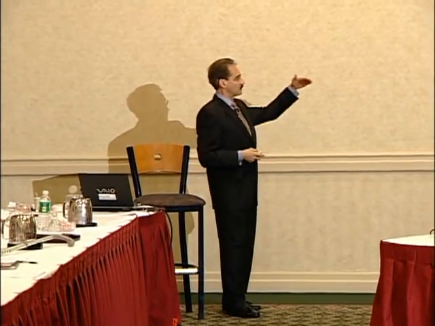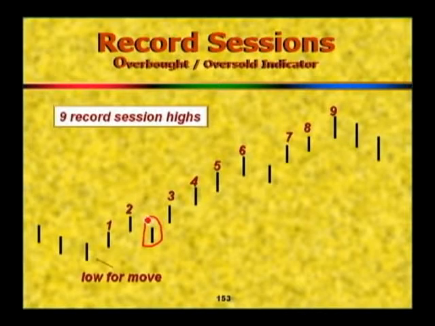So first, the market has to make a new low for the move. And then every time it makes a higher high, not the real body, but the shadow, the top of the upper shadow, we count that as record session 1, 2. Now you see between 2 and 3, it didn't make a higher high. So it's not record session 3. And you go on. And generally between 8 and 10 record session highs, the Japanese will say the market's overextended.